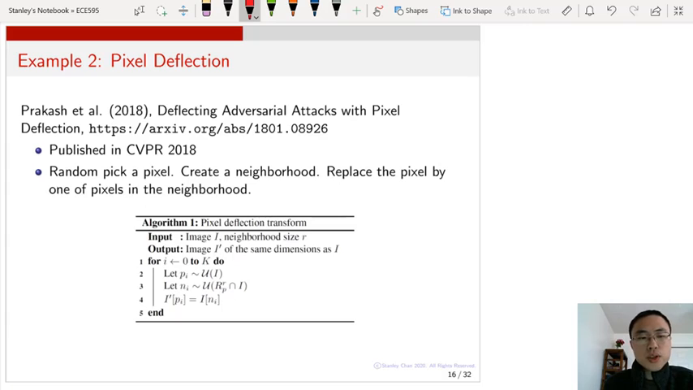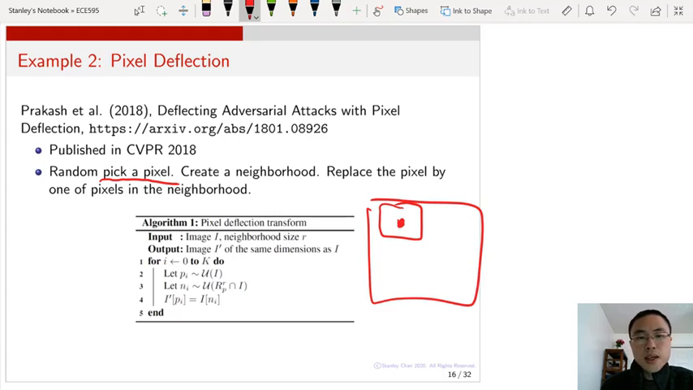So what you do is that you go to your image and then you pick a pixel. Okay, so let's say here is your image. You pick one pixel, and then you create a neighborhood. In your neighborhood, you have a lot of pixels. Then you replace your pixel by another pixel in your neighborhood.